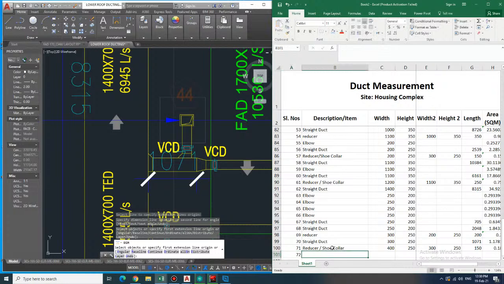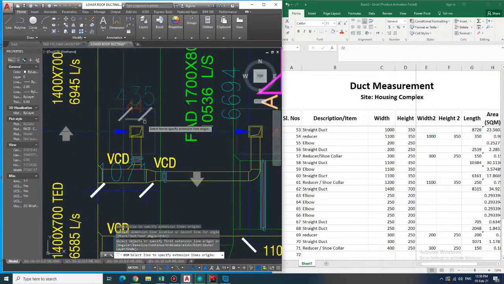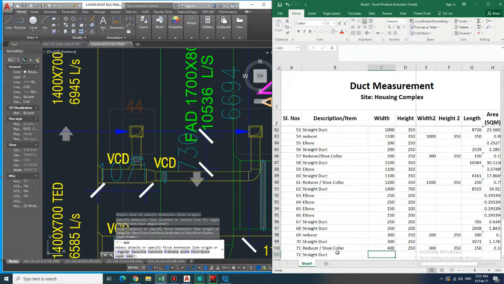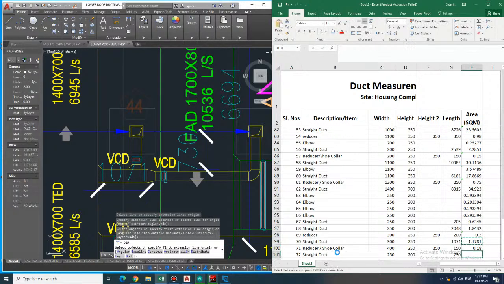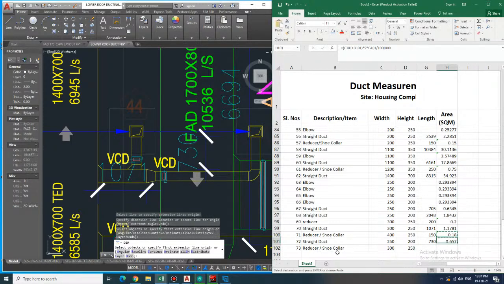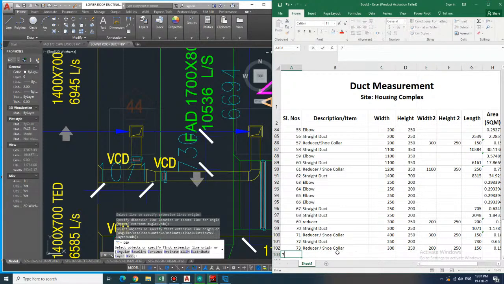Next 72. Here one thing we missed, straight duct, 250 by 200, 730. So put the straight duct equation. Going to 73, same thing will be coming here, 300 by 250, 200 by 250, radius will be, length how much, 150. And going to 74.